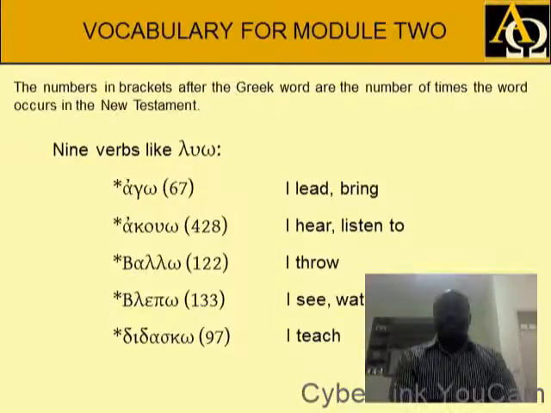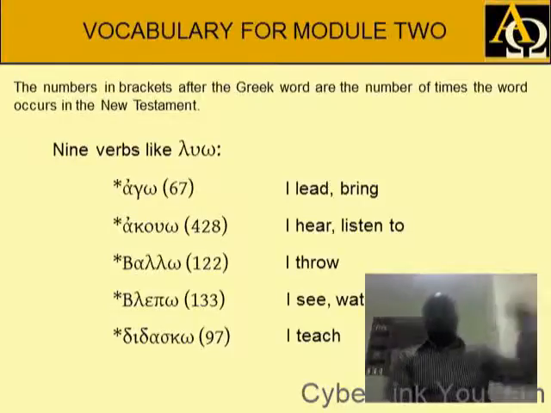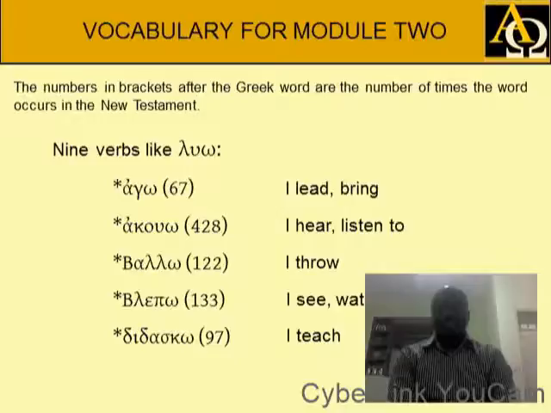Vocabularies. The word ago means I lead or I bring. The word akuo means I hear or I listen. That's where we get the word acoustics. The word balo means I throw. I will balo you, that's to say I will throw you out. And then the word blepo means I see or I watch. That's the word we just looked at. I see you, you see me.